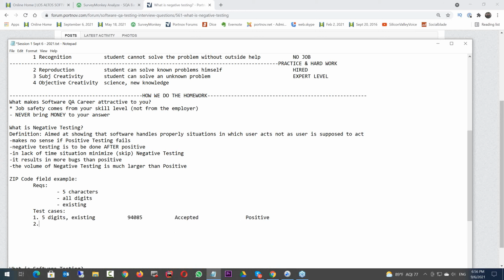Now test case number 2, I'm saying, what if it is not 5 digits? Maybe it's more. So let's say 6 digits. I won't say existing, it's just 6 digits: 940851. What do I expect? Rejected, with some error message, whichever way it will happen. So that one is negative. As a user, you are not supposed to come up with 6 digits. Okay, number 3: 4 digits.